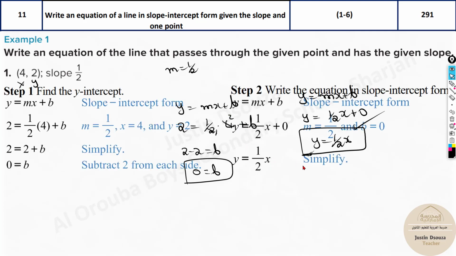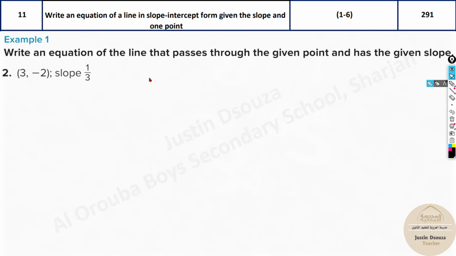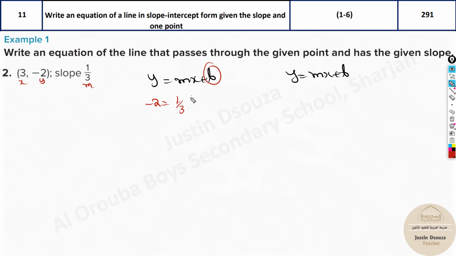It's half x. Let's do one more over here. First thing, write the slope-intercept form. We are using this formula 2 times. Y equals mx plus b. Again, you can write it. Y equals mx plus b. First time, find the b value. Here, we find the b value only. So substitute x, y, and m. Y value is negative 2 equals, m is 1 by 3 into x value is 3 plus b. And substitute, simplify, it is 1 time, minus 2 equals b.